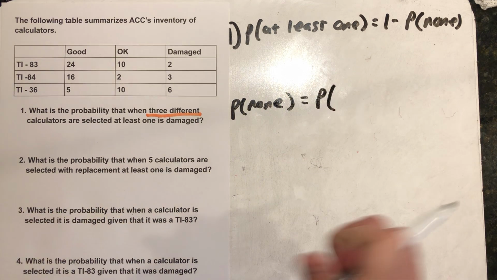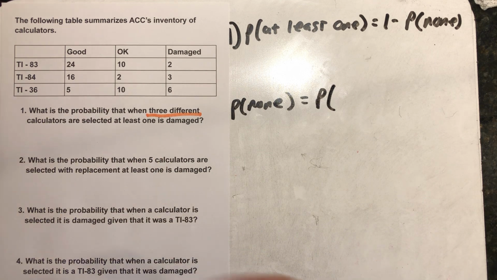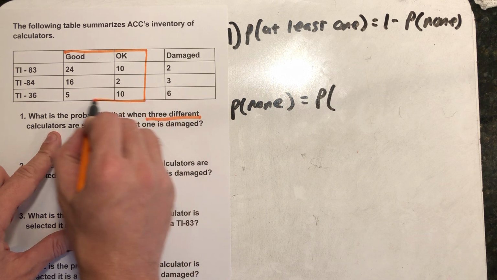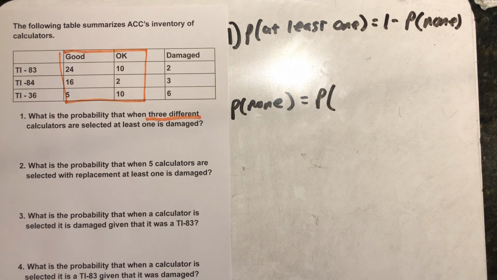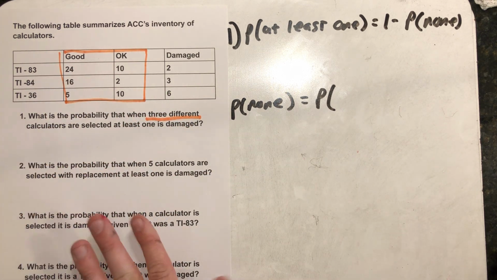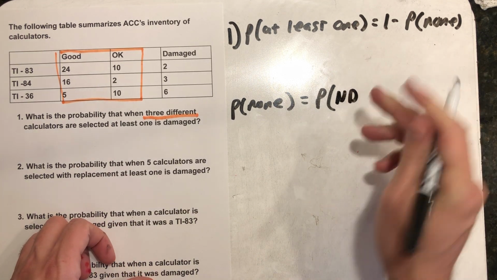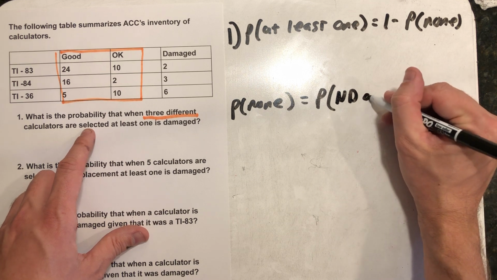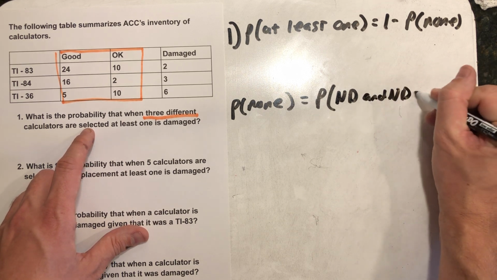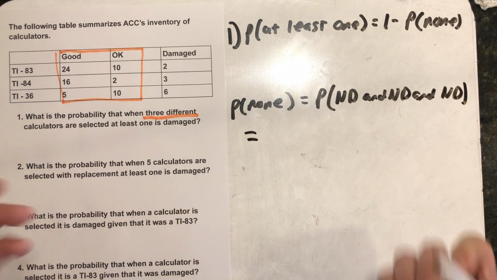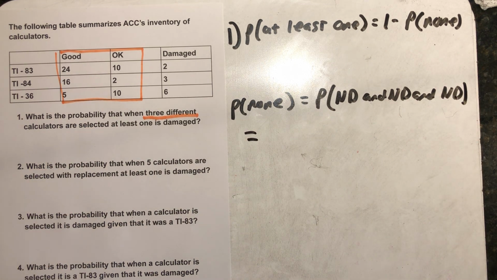All right, well, I need a way to summarize that. So when I look at this table, I see that the non-damaged calculators are the ones that are either good or okay. So those are the calculators that I would be selecting if none of them were going to be damaged. So I'll just summarize that with an ND. So I want to select a calculator that's not damaged, and then another one that's not damaged, and then another one that's not damaged. Well, this is a multiplication rule problem with all of those ands in there. I'm doing something on a first trial and then another thing on a second.